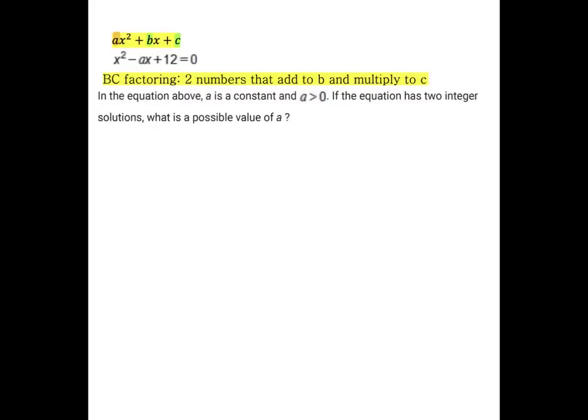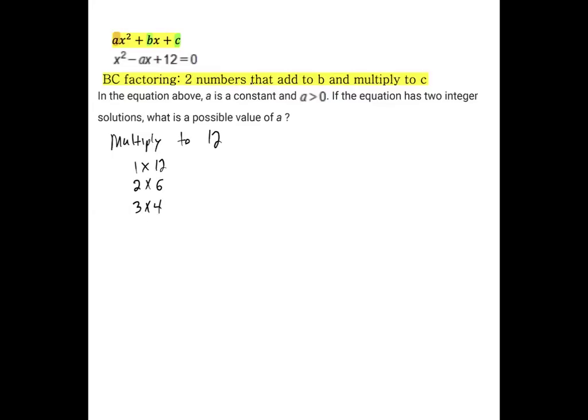And if you're doing BC factoring, you need two numbers that add to B, which is the negative a here, and multiply to C, which is 12. So let's think of numbers that multiply to 12. And those numbers would be 1 times 12, 2 times 6, 3 times 4.